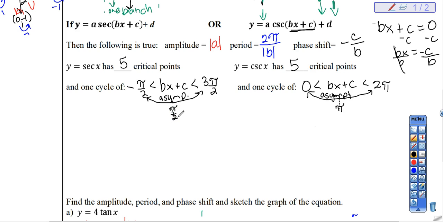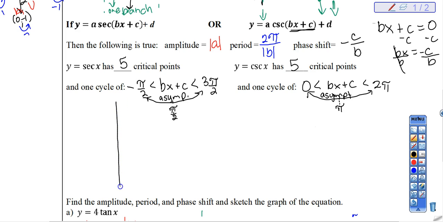So basically for your secant functions, you're putting asymptotes at the pi's that are divided by 2. And for cosecant, you're putting asymptotes at the pi, and the 2 pi, and the 3 pi, and the 4 pi, like that. Okay? So let's draw one picture of the cosecant or the secant function.